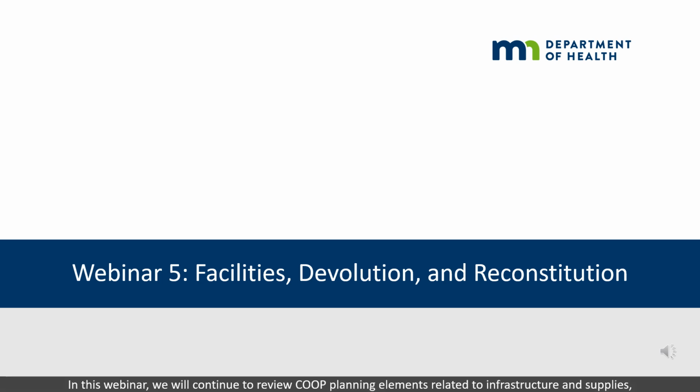And now for webinar 5, Facilities, Devolution, and Reconstitution. In this webinar, we will continue to review COOP planning elements related to infrastructure and supplies, evacuation, and recovery. To follow along, please have the COOP completion guide and COOP plan template available. If your facility already has a COOP plan, you can have that available as well.